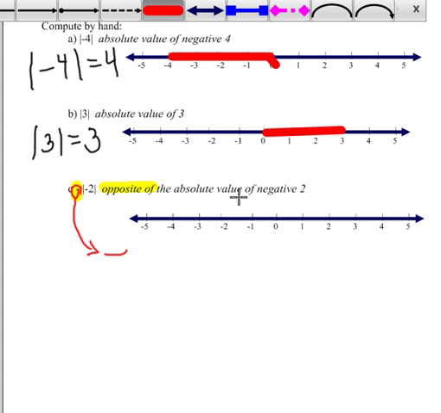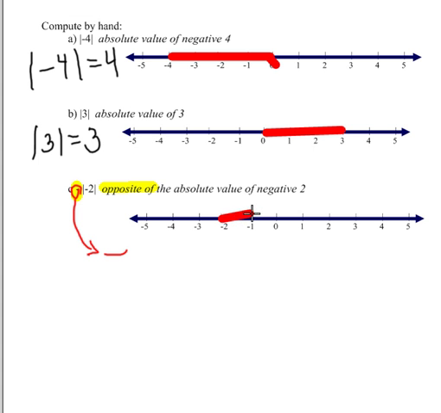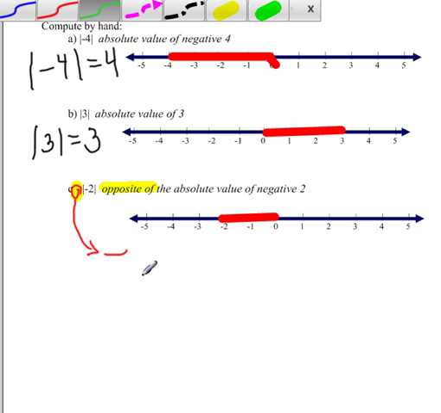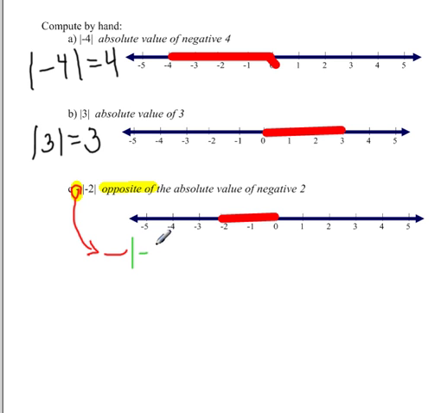If we find -2 on the number line and ask where that is in relationship to 0, we'd say, yep, sure enough, -2 is 2 spaces away from 0, 2 units away from 0. So the absolute value of -2 would be just 2. So the absolute value of -2, we said, is 2.